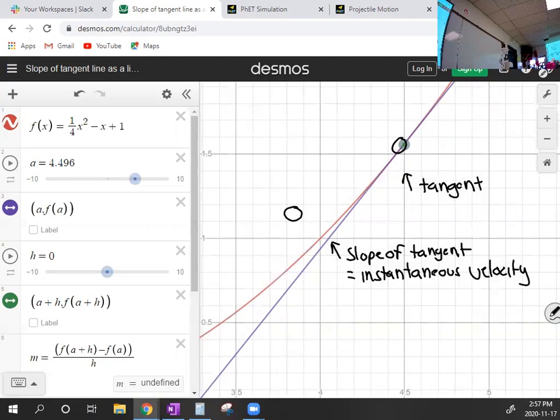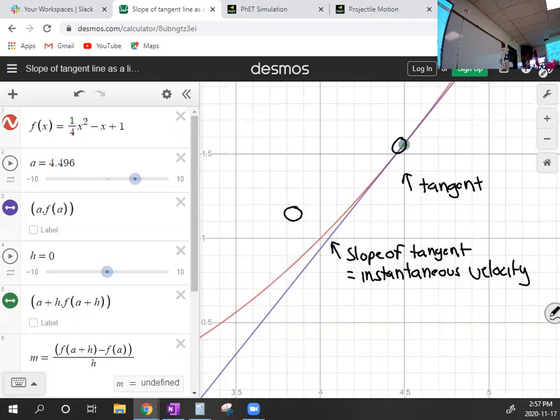Now, how do you draw a tangent line if that's your job on a test or a quiz? Well, what you do is take out a ruler, okay? And you could draw it by eye, basically, and then measure the slope after you draw it. And that's what you do, okay?